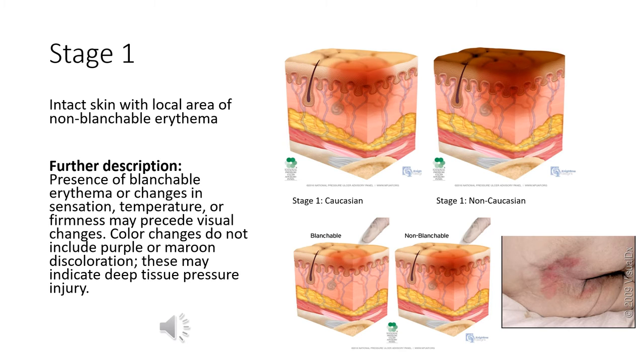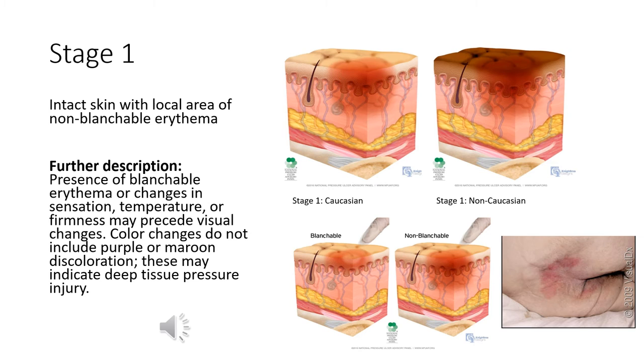All right, let's take a closer look at stage 1. So stage 1 is defined as intact skin with a local area of non-blanchable erythema. So on the bottom left, you can see the difference between blanchable. That's where the skin is red, but the blood capillaries are still responding. So if we use our finger to press into the skin and close down the blood capillaries, they turn white. And then when you remove your finger, they immediately turn red again. Non-blanchable, right next to that, is when you push your finger in and the blood capillaries are not closing down or responding. So you can see a picture of a real patient on the bottom right that has a sacral stage 1 pressure injury.